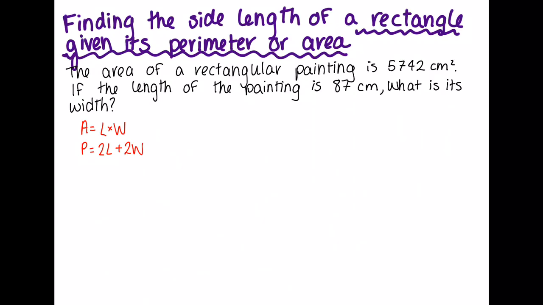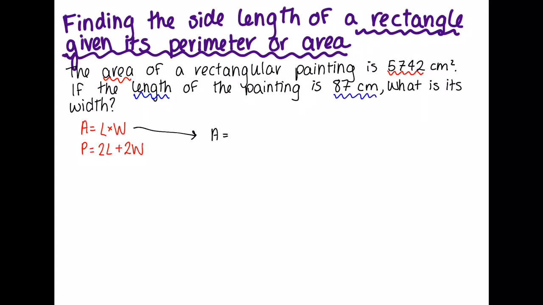Sometimes students get a little bit caught up in the centimeter squared thing. Don't worry, this is just units. It's just how we measure area. Don't worry about the squared. It doesn't mean that you need to square this thing. Just ignore it. So we're going to use the area formula here because we were given area, and we just need to pick out the information that we know. We're told that the area is 5,742 centimeters squared, and that the length is 87 centimeters. We're asked to find the width.